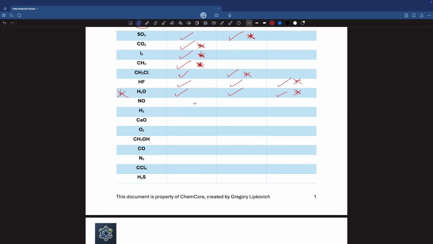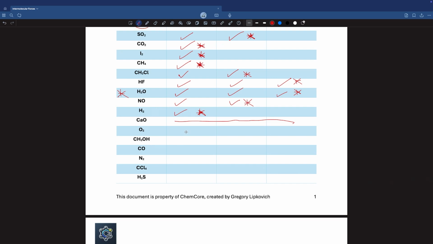NO, nitrogen monoxide, is a covalent molecule, so London dispersion forces. It's also polar. No hydrogen, so just dipole-dipole forces are strongest. H2, covalent molecule, but it's nonpolar and hydrogen is not attached to anything else, so we only have London dispersion forces. Calcium oxide, it's an ionic molecule, so this disqualifies us from any intermolecular forces.